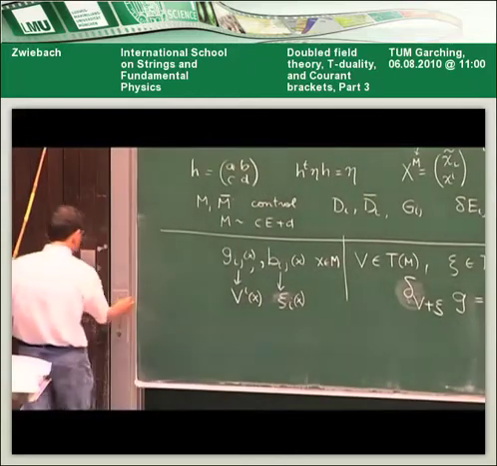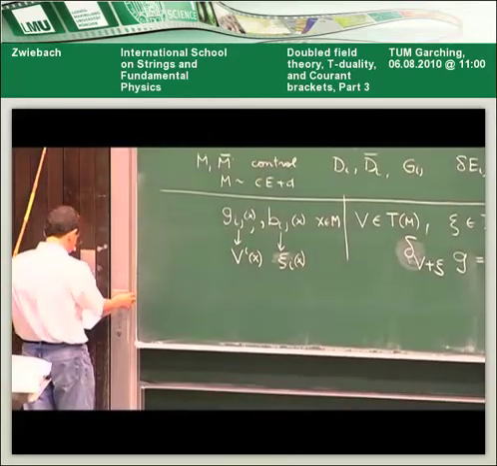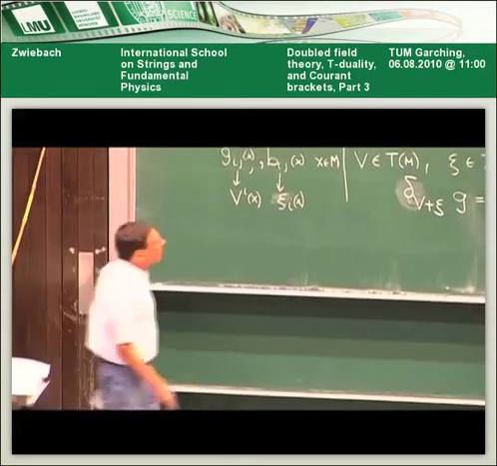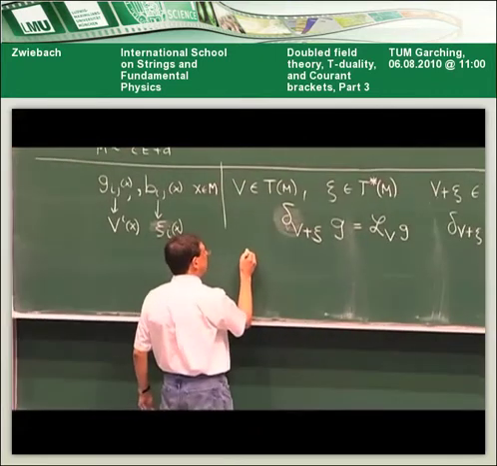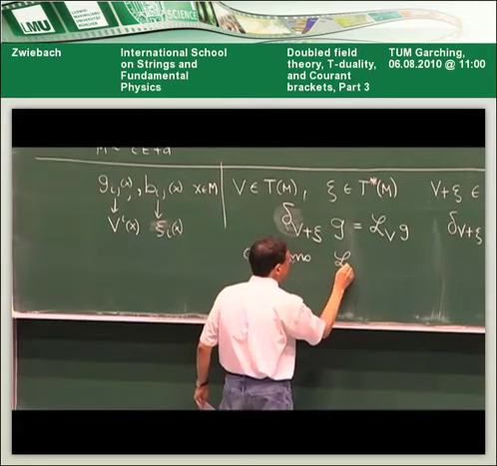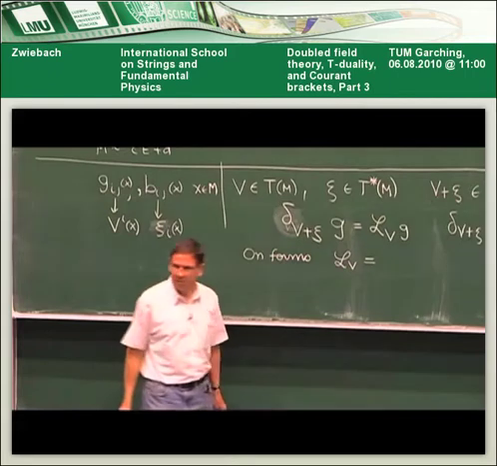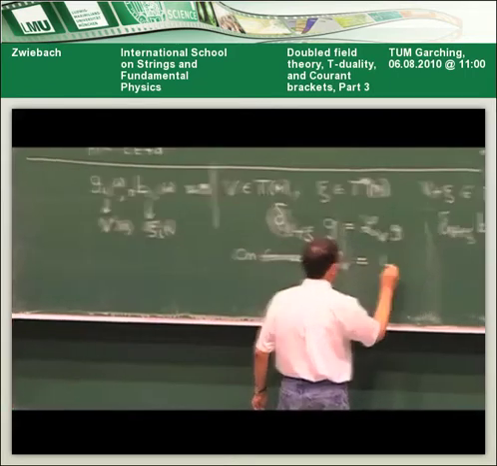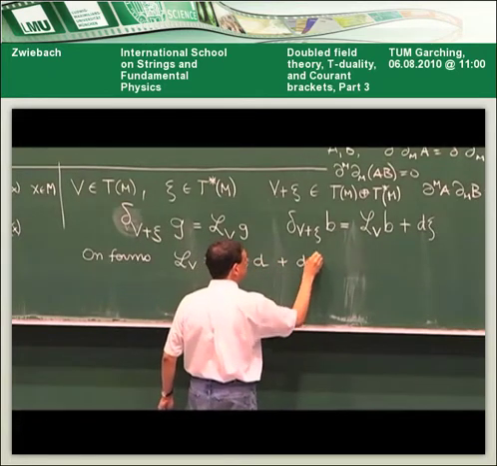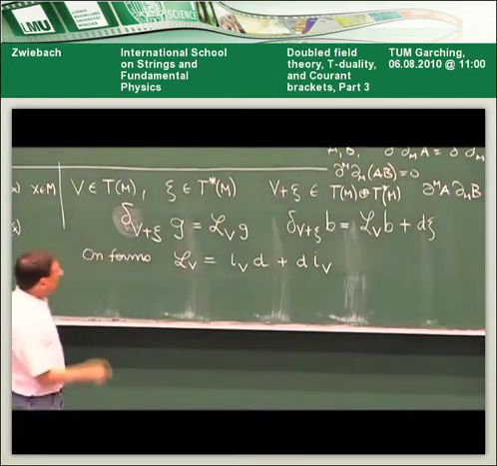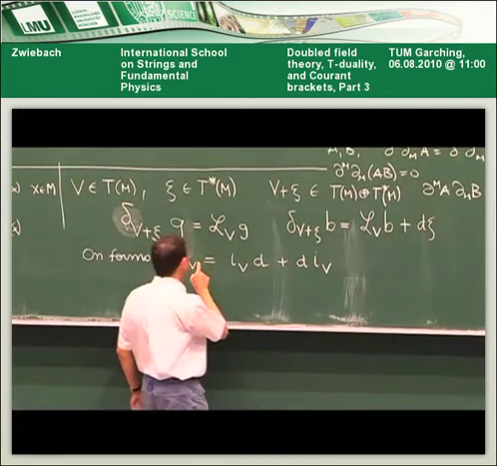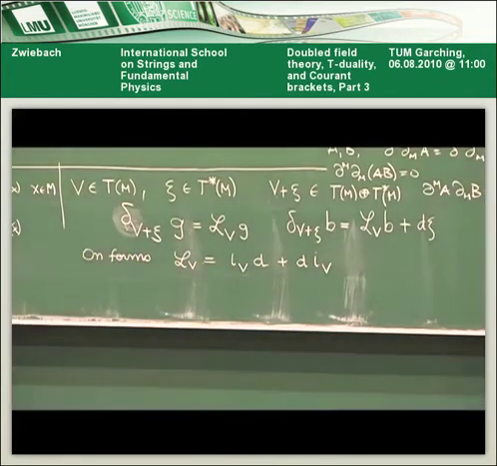We can recall a few properties that are going to be useful in general. One very famous property is that on forms, the Lie derivative along a vector can be calculated by doing two operations: a contraction with a vector times the exterior derivative, plus the exterior derivative times the contraction with a vector. So if you're acting on a form, you act with this thing, and that's the same as taking a Lie derivative, and that helps you calculate.